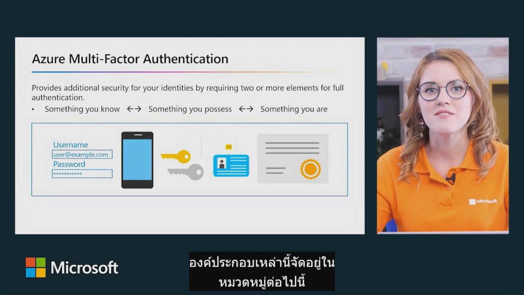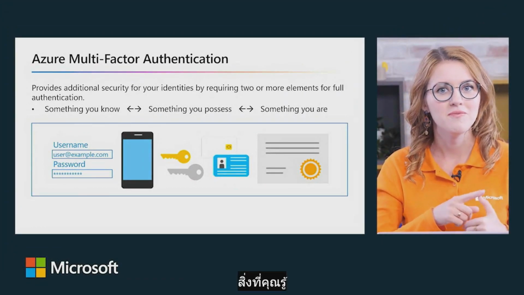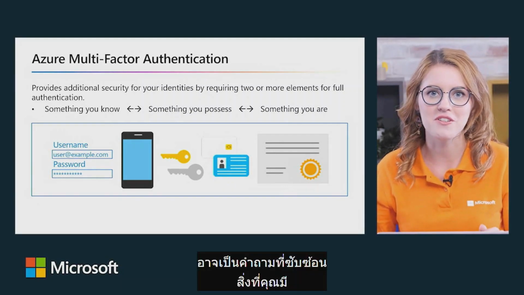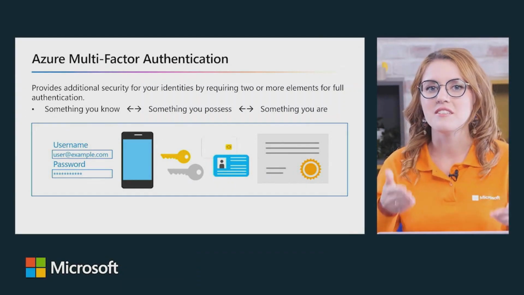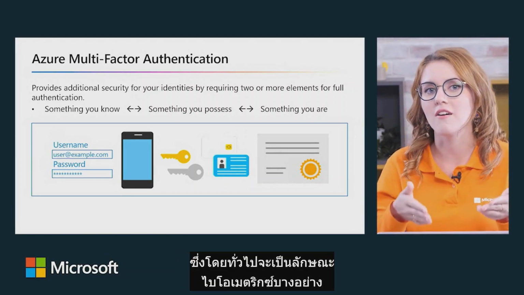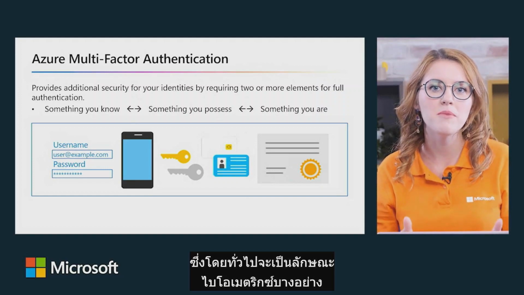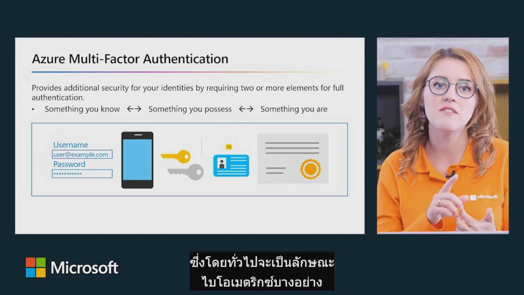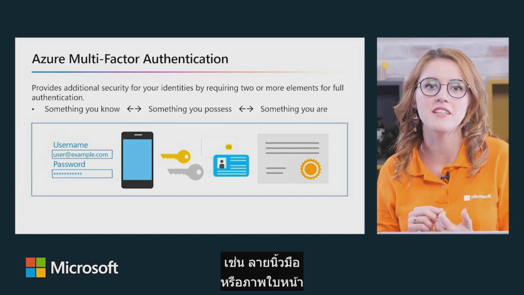These elements fall into the following categories. Something you know, this could be a complex question. Something you have, this could be a code sent to your mobile phone, or something you are. Usually some biometric characteristic, such as a fingerprint or a facial image.